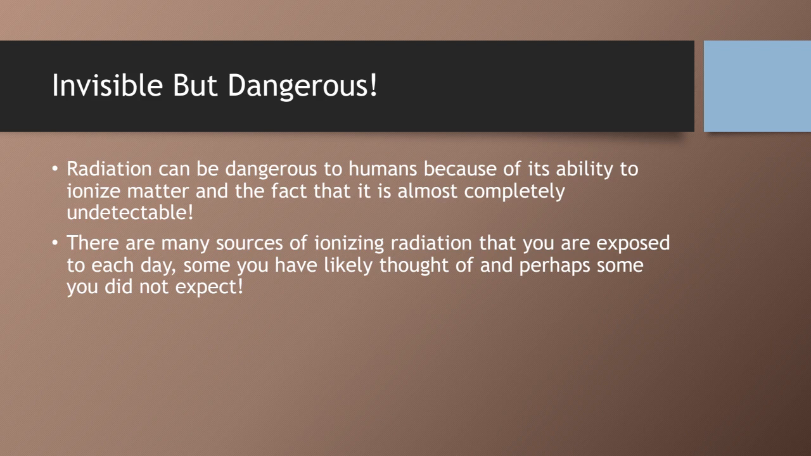Radiation can be dangerous to humans because of its ability to ionize matter. Okay, it's hard to explain what that means, but think about it like this. When you have alpha particles, beta particles, gamma particles with very high energies, they can hit other atoms, other nuclei, and knock things around. And when that happens, it can completely mess up what that atom is supposed to do. It can change it into something else. It can throw off everything.